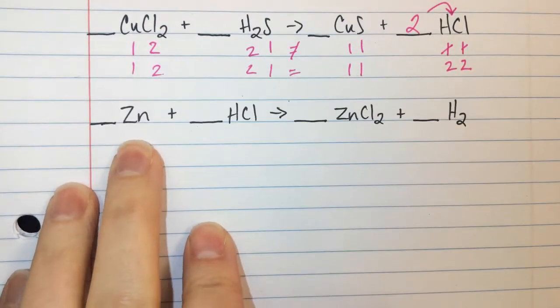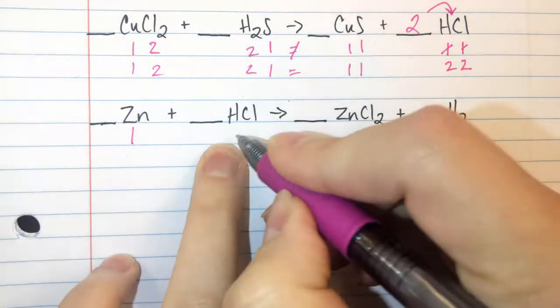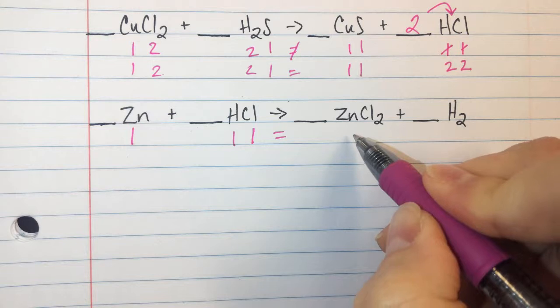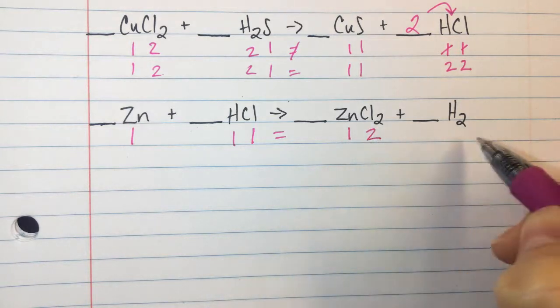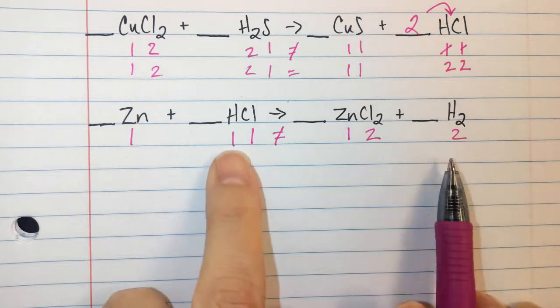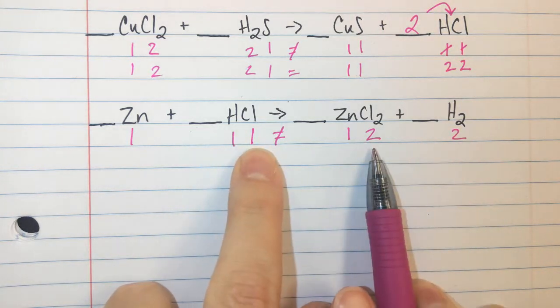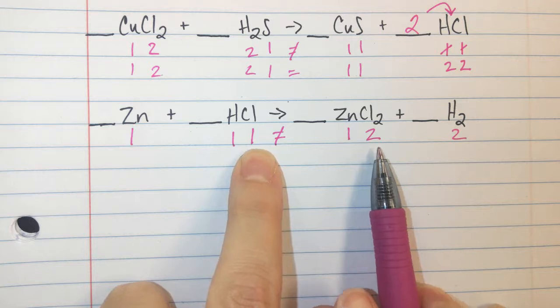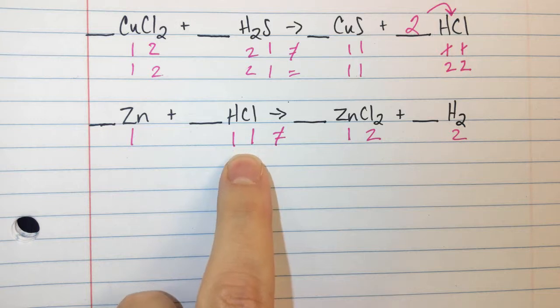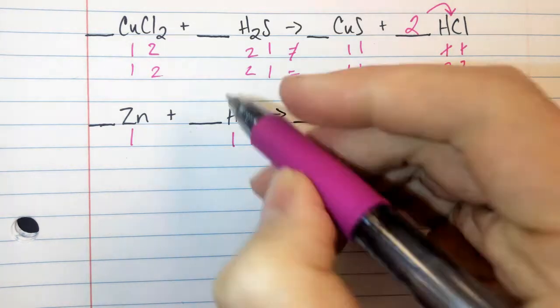Okay, this one. Zinc has 1, hydrogen has 1, chlorine has 1. Does that equal 1, 2, 2? Nope, not balanced. Which element does not match? Hydrogen and chlorine. Well, you got lucky again. They're right here by each other. And how many do they both need? Double it.